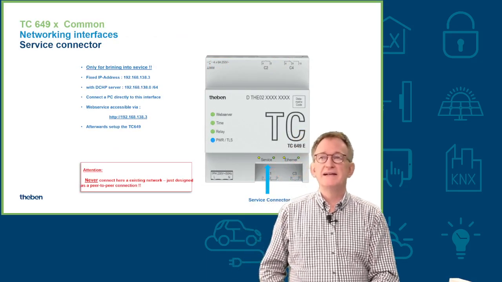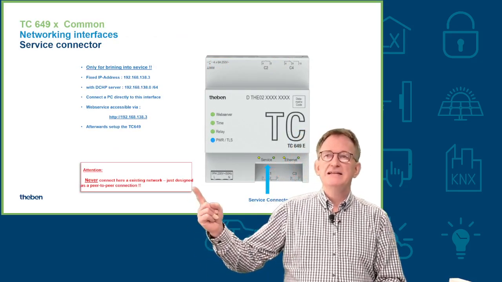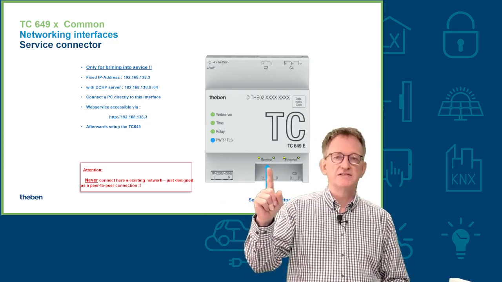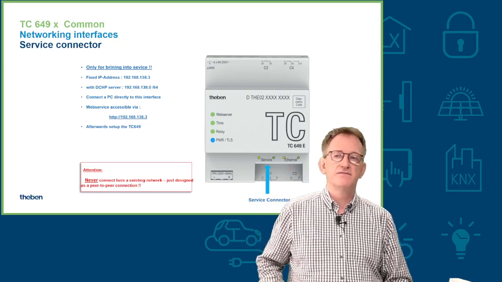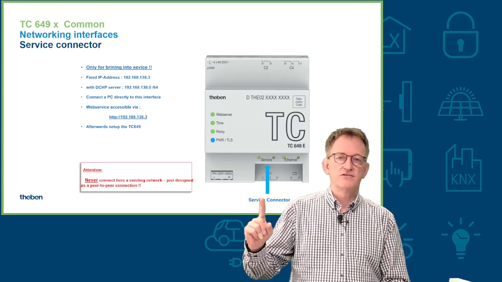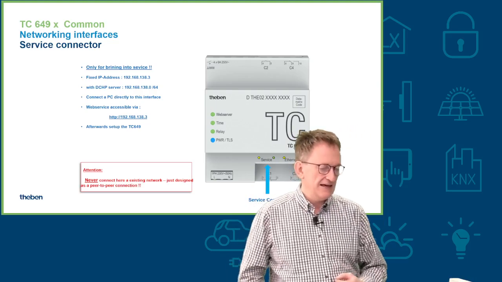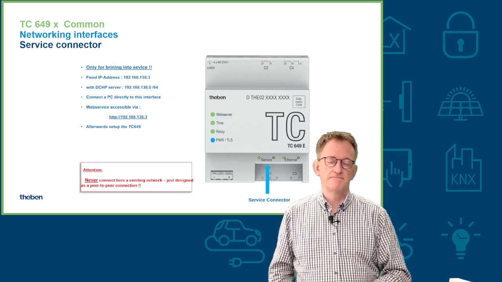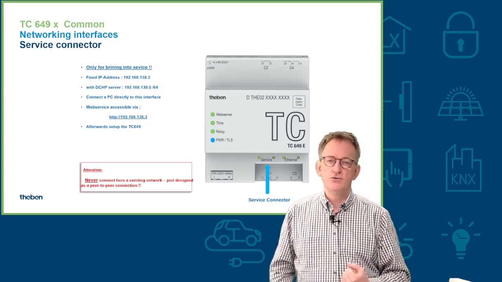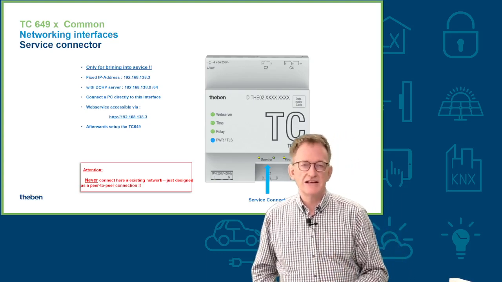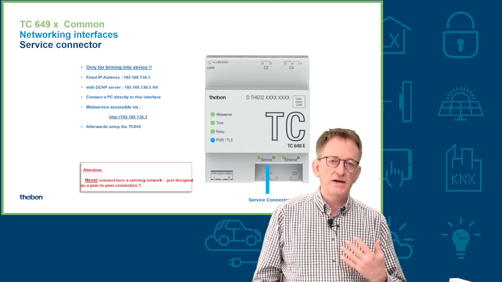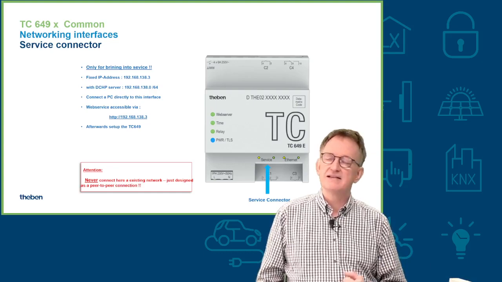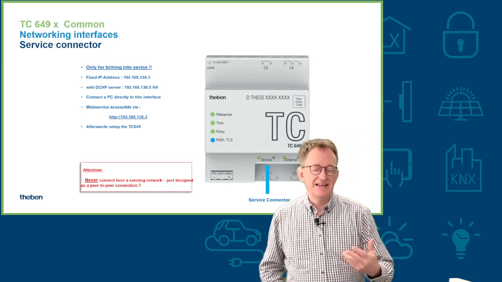Okay, what else is important? So we have here a service. As I've mentioned, we have 2 networking interfaces. One is the service interface, one is the Ethernet interface. The purpose of the service interface, or service connector, is just to bring the device into service. Just at the beginning you need that connector, and it's more or less to find out what IP address the TC will get on the Ethernet connector. That's all you need to know, because it has no display.